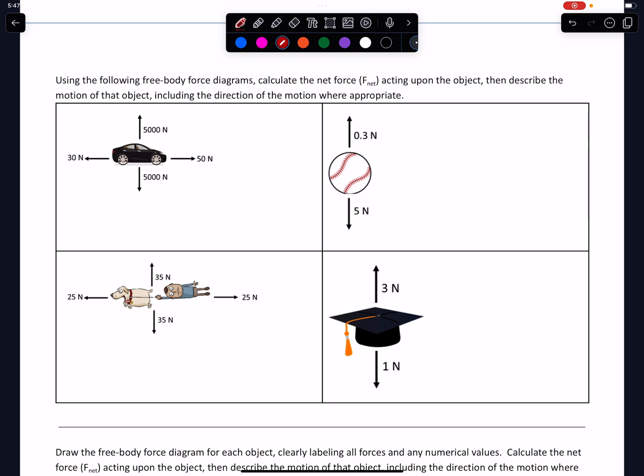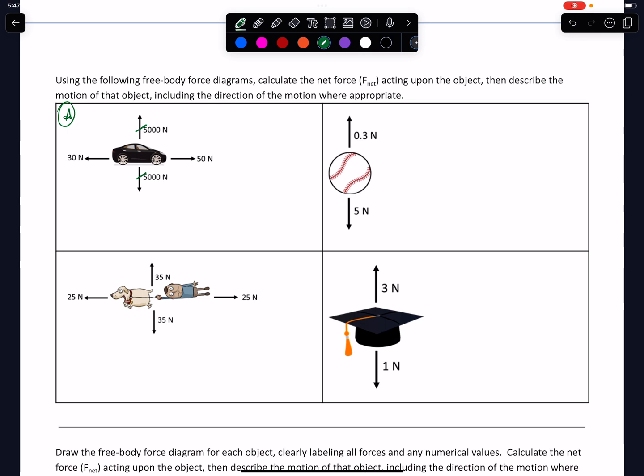Using the following free body force diagrams, calculate the net force acting upon the object, then describe the motion, including direction where appropriate. So this is going to be a little bit different. This time we've got the force diagram and we're going to use it to find F net. I'm going to start by looking at this first one right here. I'm going to look at my vertical forces. I have 5,000 newtons down, 5,000 newtons up. So these guys are equal and opposite. So they are balanced.